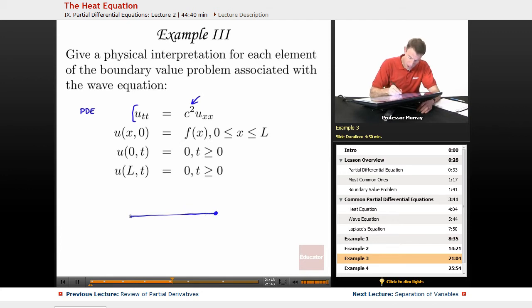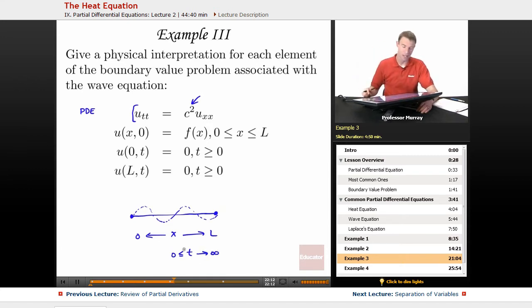So remember, the wave equation measures the displacement of a vibrating string at time t and at position x. So x varies between 0 and L, and t goes from 0 to infinity, because we want to watch this string oscillate infinitely.